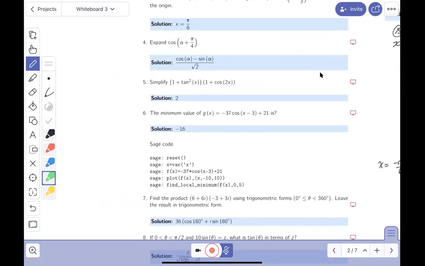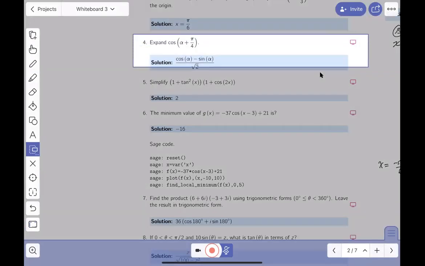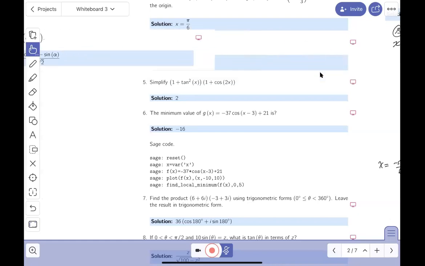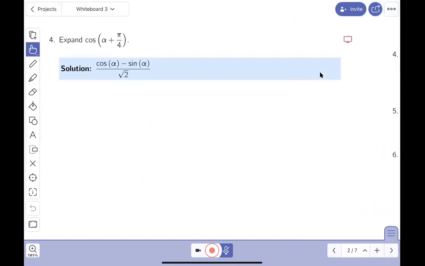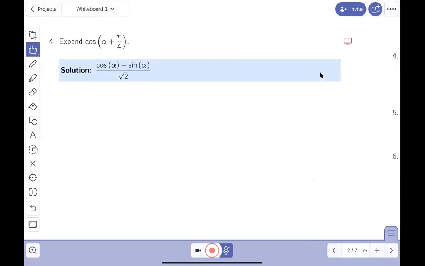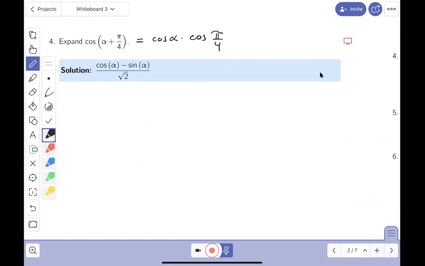They want me to expand something. I'll do this one now. Okay, let's take a look at it. Cosine formula, let's write this down. This is going to be equal to cosine alpha times cosine pi over 4 minus sine alpha times sine pi over 4.